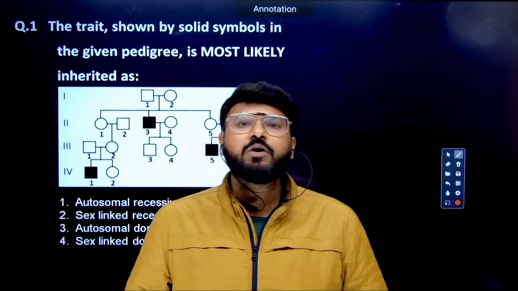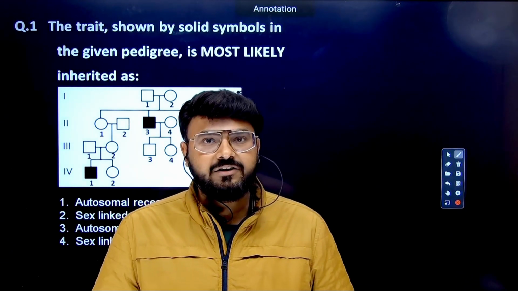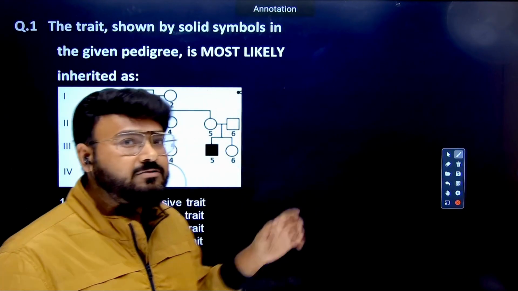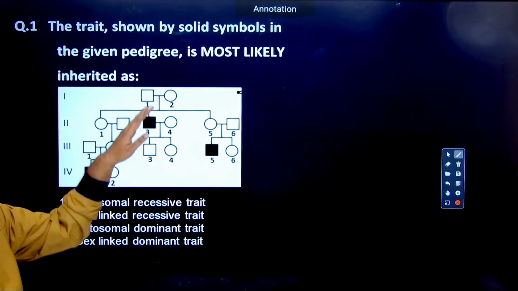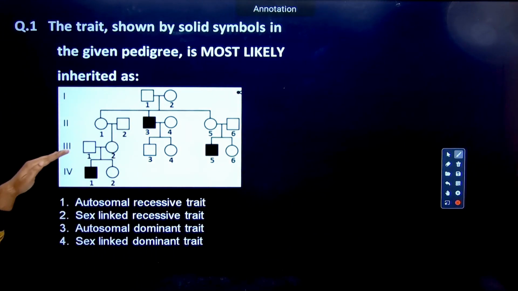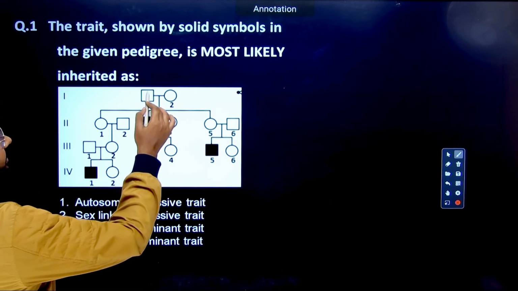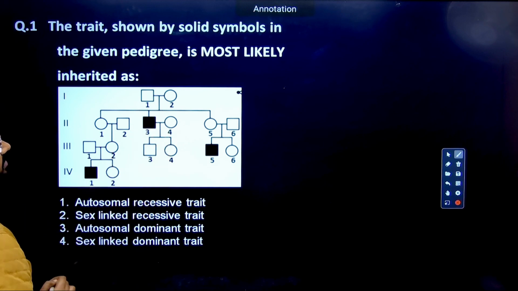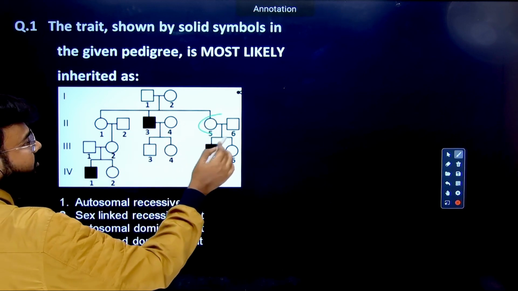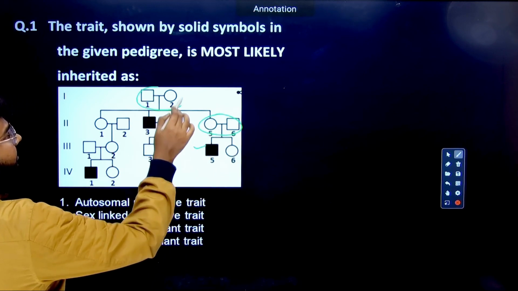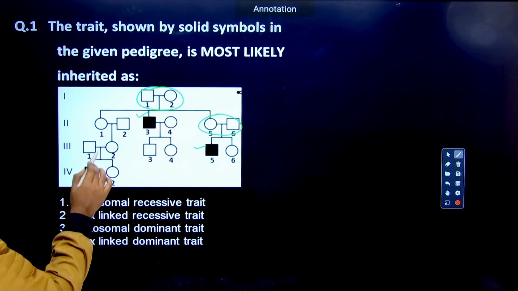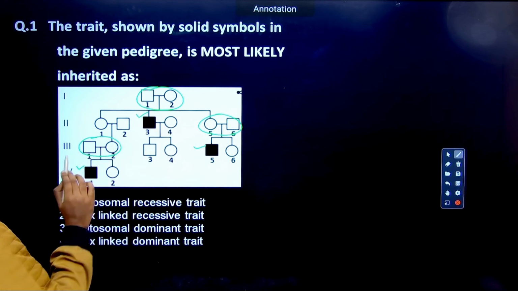Okay, so based on what we have learned about X-linked dominant and X-linked recessive, let's try to crack this question. In this question, a pedigree analysis is given, and we have generations 1, 2, 3 and 4. Now let's understand what the correct option will be. First of all, you can observe that the parents are not affected, but the children are affected. Again here, the parents are not affected, but the children are.